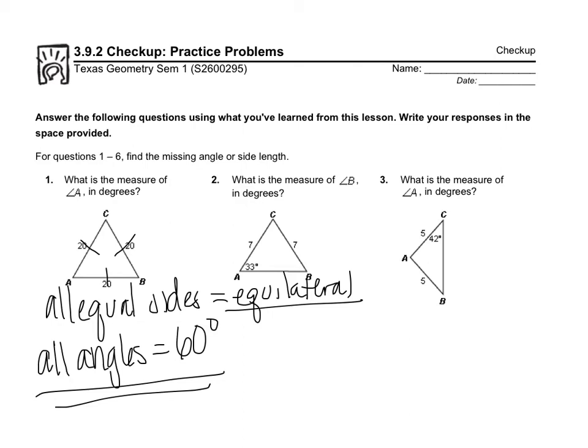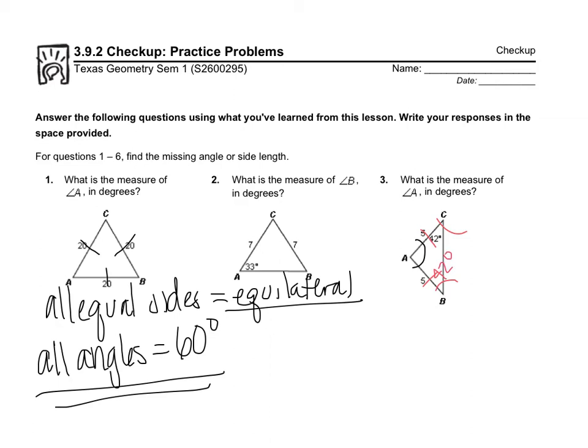Question 3 says, what is the measure of angle A in degrees? So I need to find this angle. Well, it doesn't tell me a lot about A, but I do know that this side and this side are equal. So that means that the angles across from them, which would be these two in pink, are going to be equal. One of them was 42, the other one must be then 42.